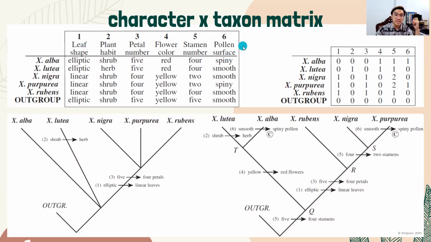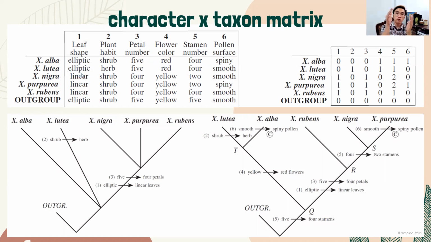In here we have 6 characters, and we have different forms of each character across the different OTUs and the outgroup. For example, for character 1, which is leaf shape, we examine OTU 1 to 5 and the outgroup, and we see that there are 2 forms of leaf shape. It could be elliptic or linear. Then we do the same for the other characters. This is what we call a character-taxon matrix, by the way.